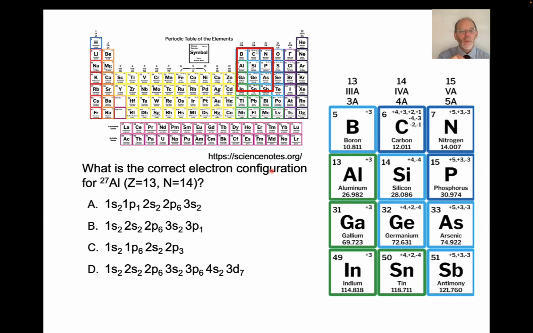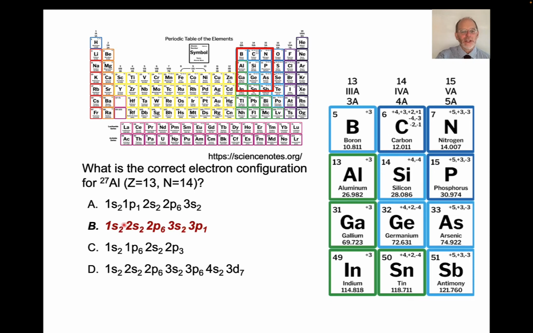So here's a quick question. What is the correct electron configuration for aluminum 27? And the answer is B.